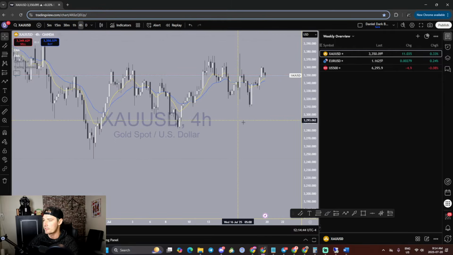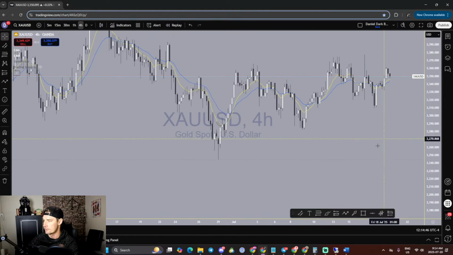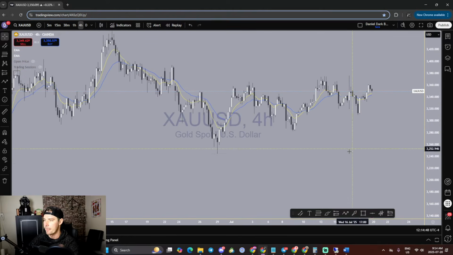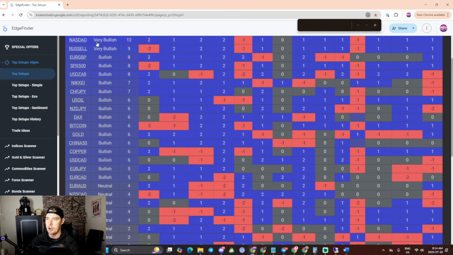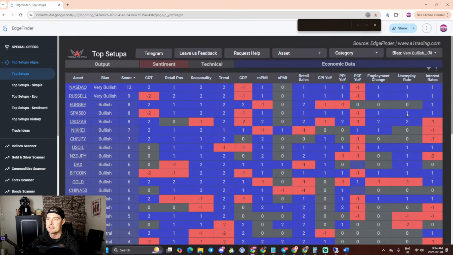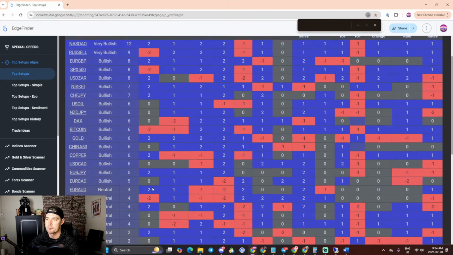Okay, without messing around, let's look at gold first. I'll make that full screen there. Now, I'm going to pull up the software that I always pull up. It's called the EdgeFinder. Basically, it takes all of the recent economic data reports and gives them a bullish or a bearish score for the asset. It is very useful for swing trading because you know that fundamentally you will be on the right side of the trade.